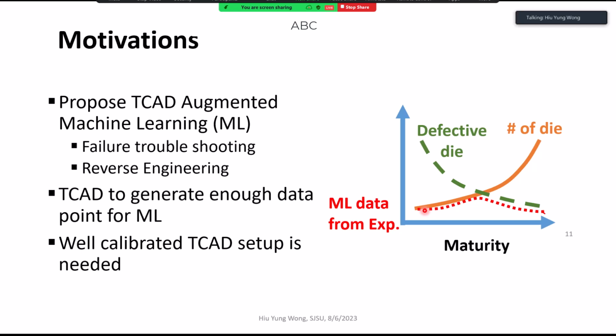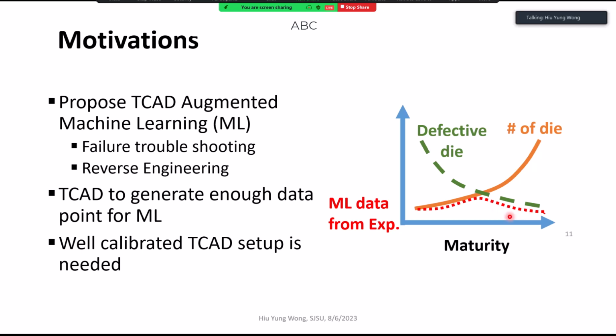And when the process becomes better and better, we do have more and more dies because we keep producing more wafers and even sell to the customer. But the yield is supposed to increase, so the defective dies also reduce. As a result, in the whole lifetime, you don't have a lot of defective data to train your machine. And even if you have the data, remember, in order to know exactly where the defect is, we need to do reverse engineering. And that is very time consuming and very expensive.